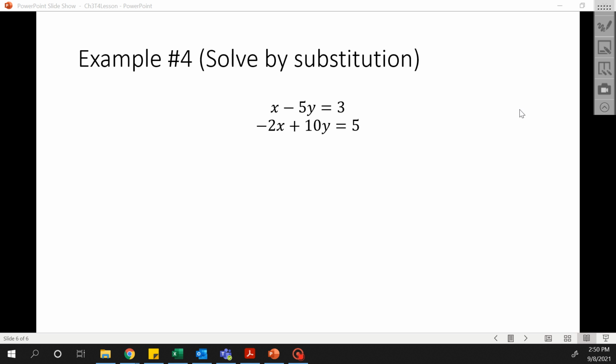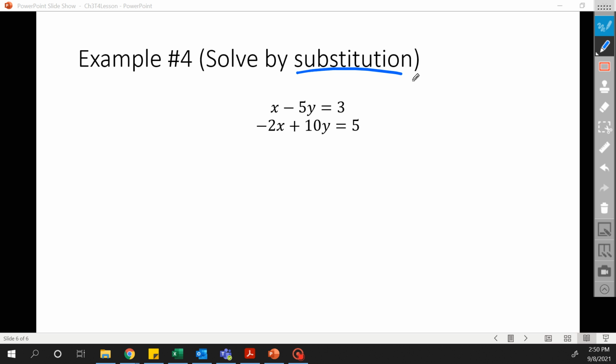Let's take a look at number 4. We're solving this using substitution. Once again, neither of these equations is solved for a variable. However, the first equation is very easy to solve for x. We can add 5y to both sides, and that will solve it for x. We get x is equal to 5y plus 3.